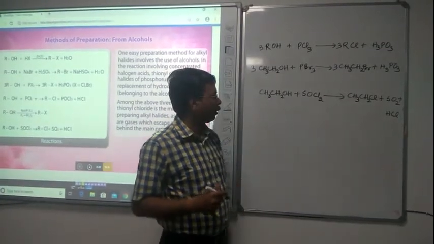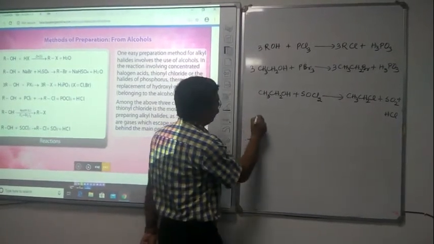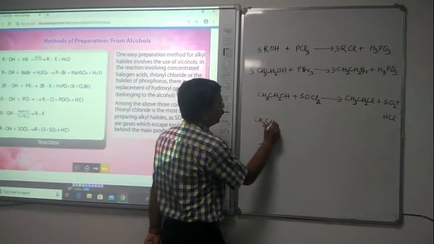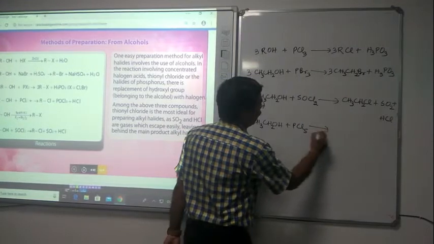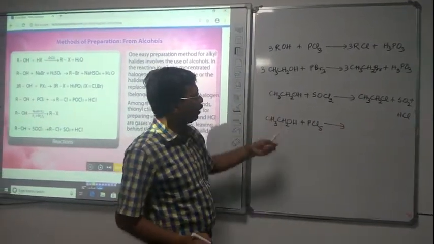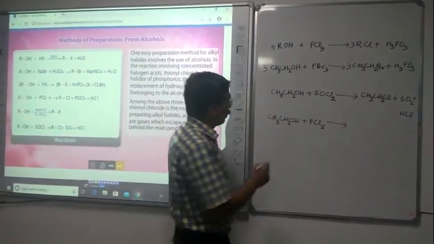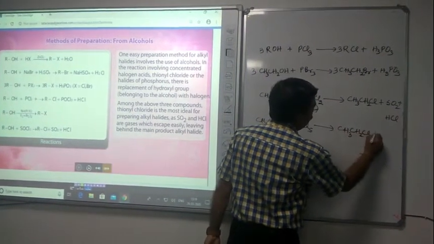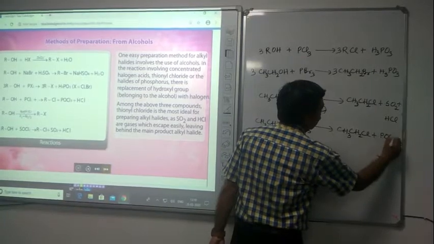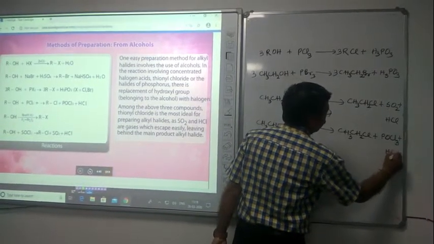Both are gaseous byproducts. When the same ethanol, CH3CH2OH, reacts with PCl5, phosphorus pentachloride, I have taken PCl3 before, here PCl5. The products are CH3CH2Cl plus POCl3, phosphorus oxychloride, plus HCl.